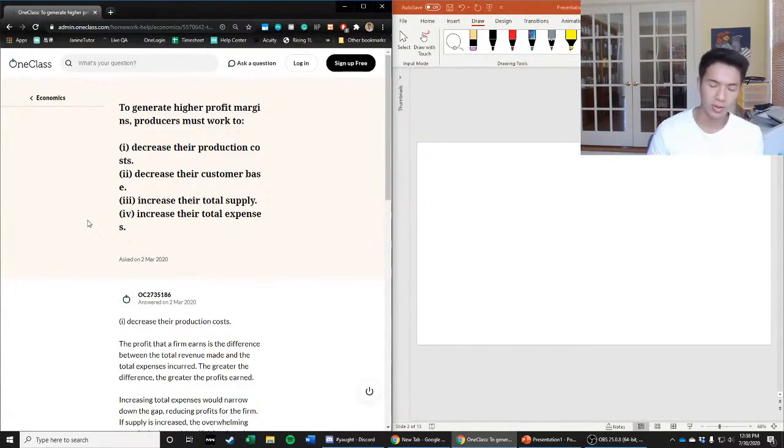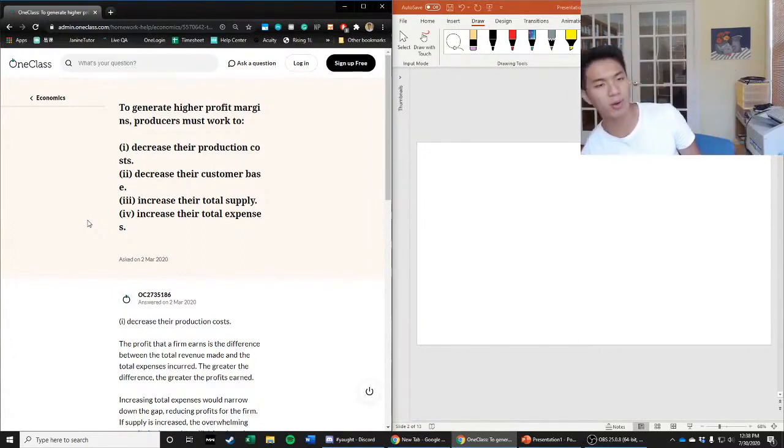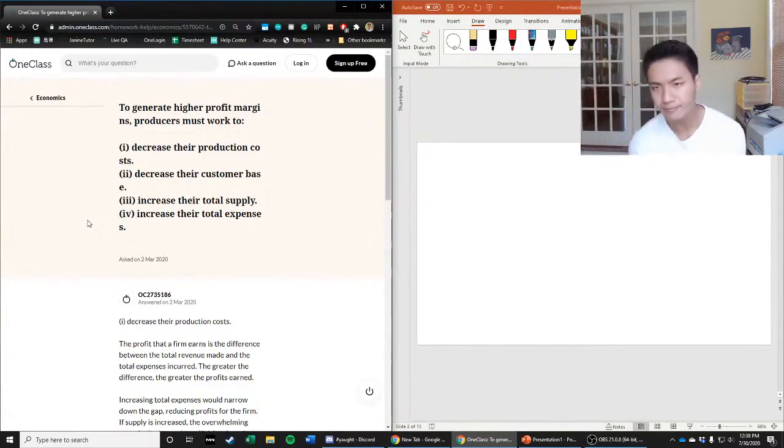And so let's quickly review. Profit is defined by revenue minus costs. So anything that would either increase revenues or decrease costs would be increasing the profit margin, right? So would, number 1, decreasing production costs, would that increase higher profit margins? And the answer is yes.